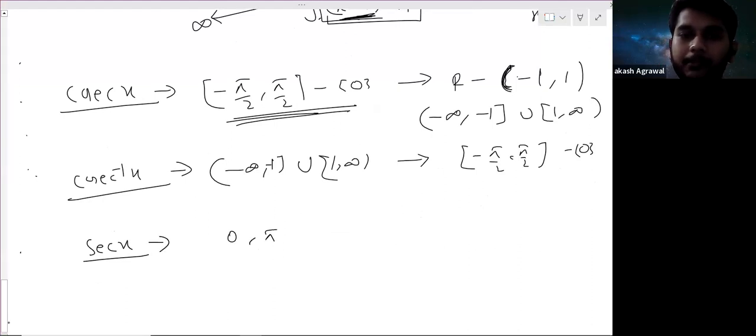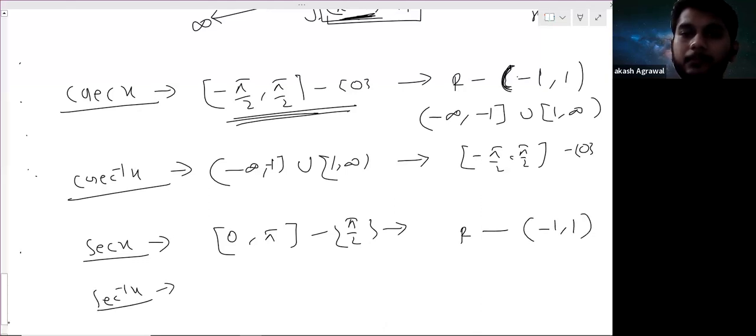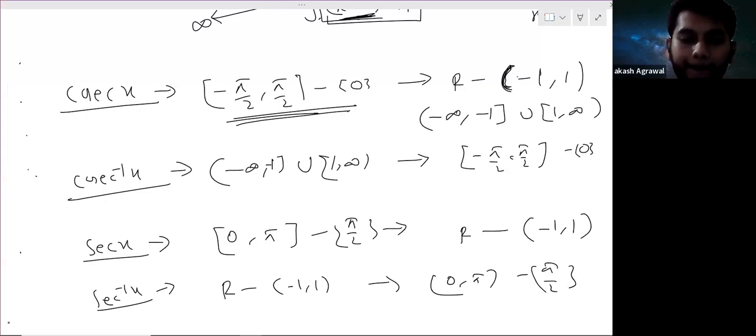Zero to pi, right? Minus pi by 2, and same range is same. So sec inverse x range is minus 1 to 1, to 0 to pi minus pi by 2. All right?